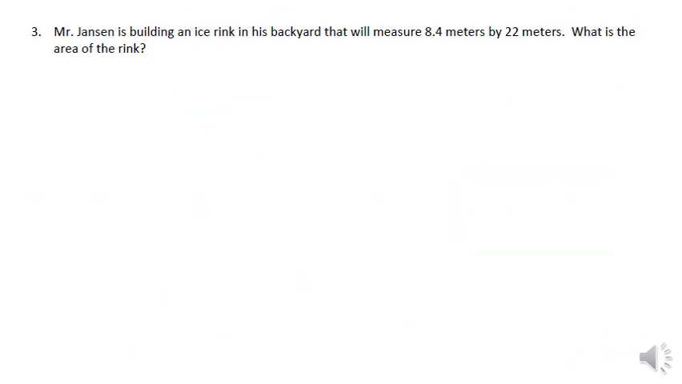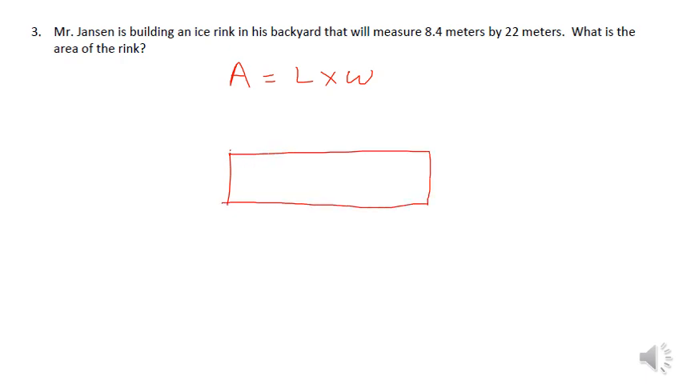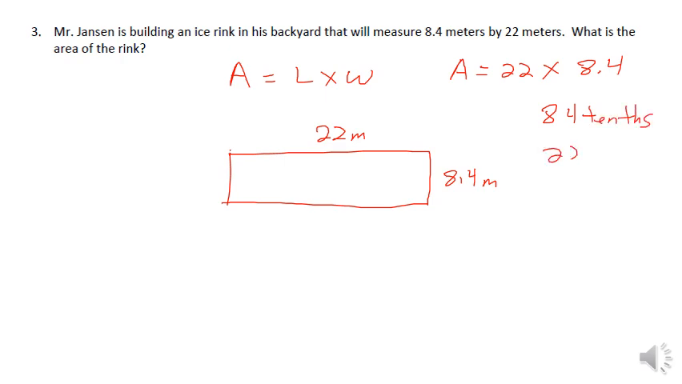Question 3. Mr. Jansen is building an ice rink in his backyard that will measure 8.4 meters by 22 meters. What is the area of the rink? Well, we know area equals length times width. So if I have a rink and it says it's 22 meters by 8.4 meters, and what is the area? So I can see that the area equals the length, which is 22, times the width, which is 8.4. So now I know I have 84 tenths times 22.